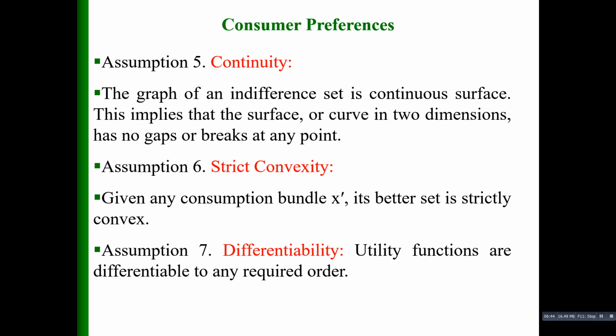Assumption number 6, strict convexity. It means that given any consumption bundle x prime, its better set is strictly convex. Assumption number 7, and that is the assumption of differentiability. And it means that utility functions are differentiable at any required order. They can be differentiable at order 1, order 2, order 3 and so on.